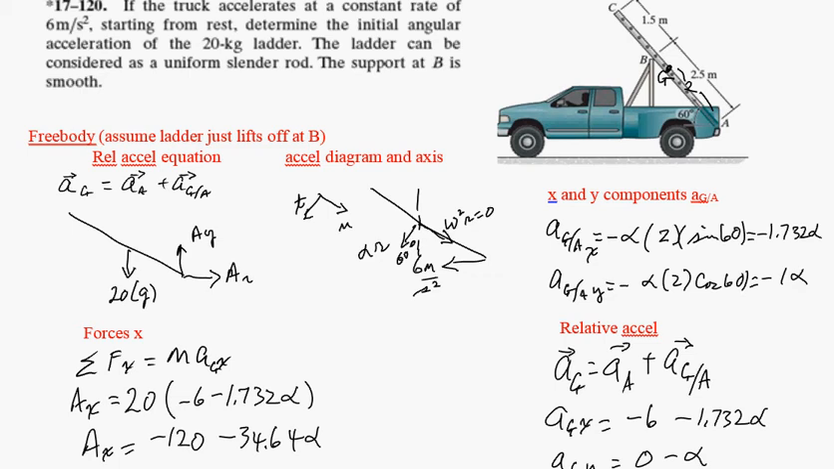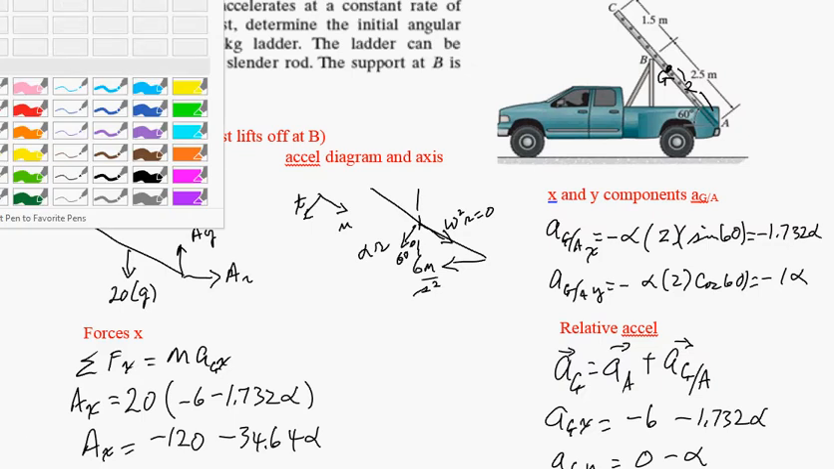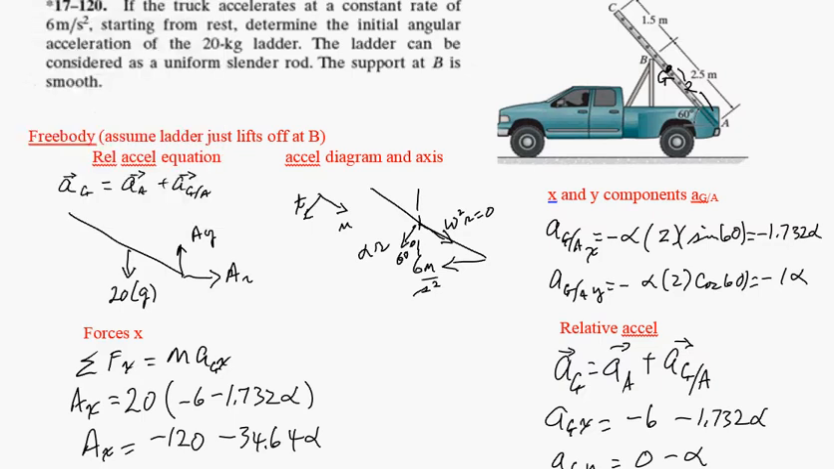This instruction is two examples of complex motion for forces and moments. In this example, we have a truck that has a known acceleration of 6 meters per second squared, accelerating like this, starting from rest. We want to find the initial angular acceleration alpha. We're given the mass of the ladder, and the fact that it's a slender rod, so we'll treat it as a slender rod for the moment of inertia.